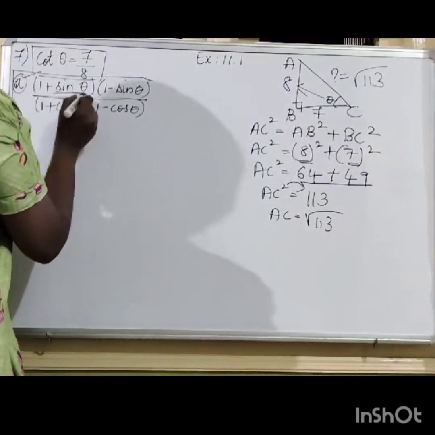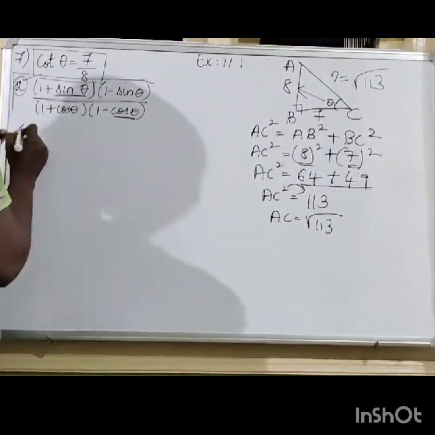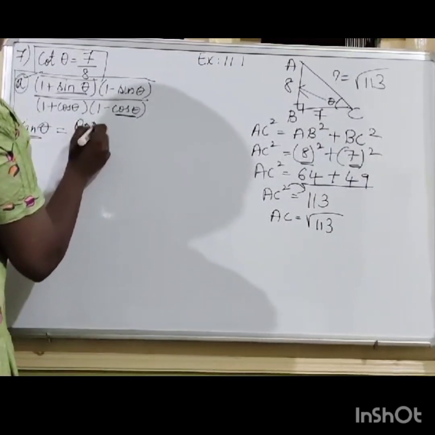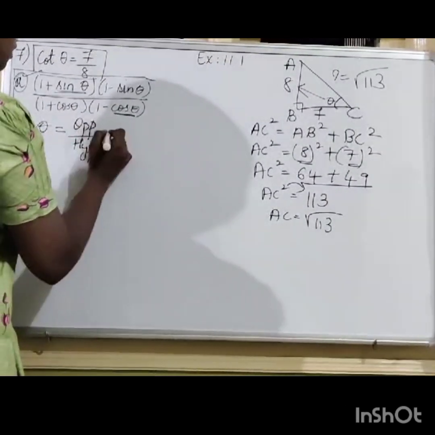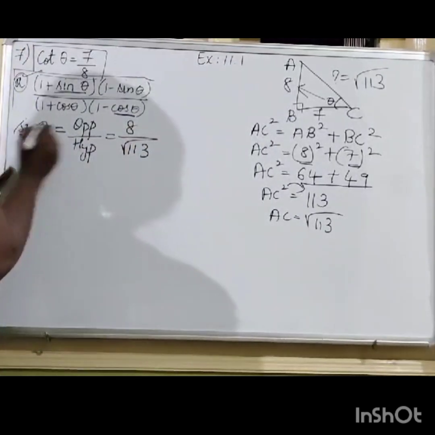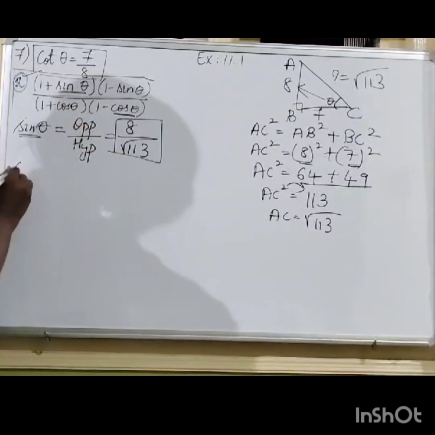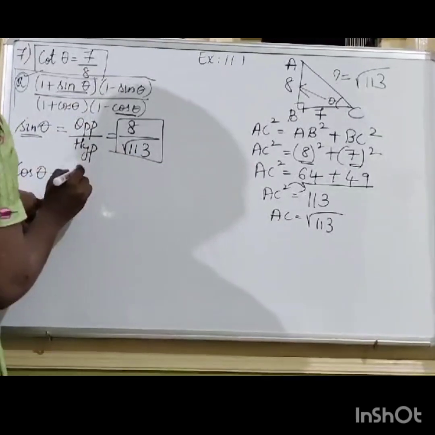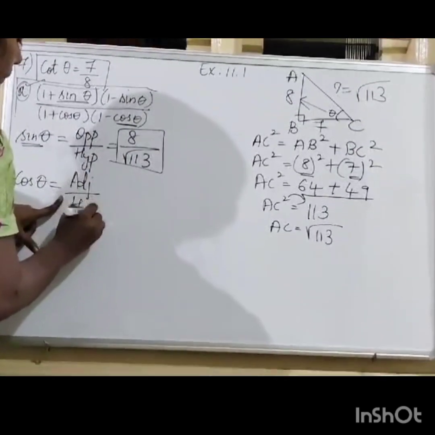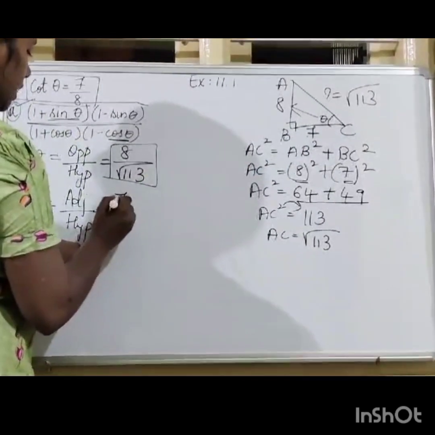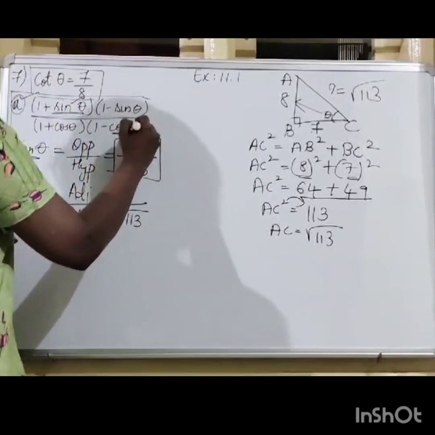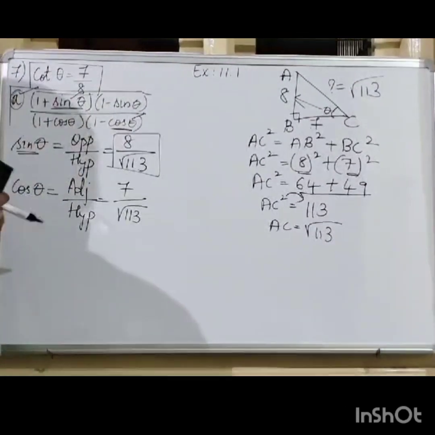So now first we will find out the sin theta and cos theta values. The sin ratio is opposite by hypotenuse. Opposite is 8, hypotenuse is root of 113. So this is our sin theta value. The ratio for cos theta is adjacent by hypotenuse. Adjacent value is 7 and hypotenuse value is square root of 113. So now we have found out the sin theta value and cos theta value. We will substitute in this question, and we will get the answer.